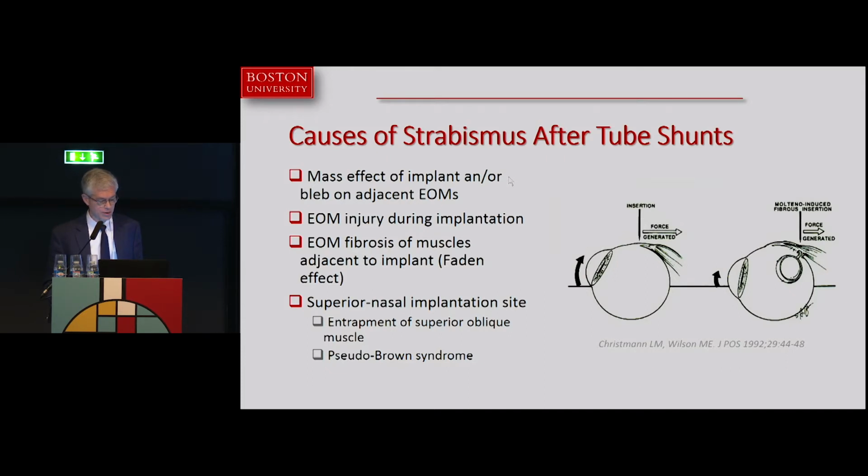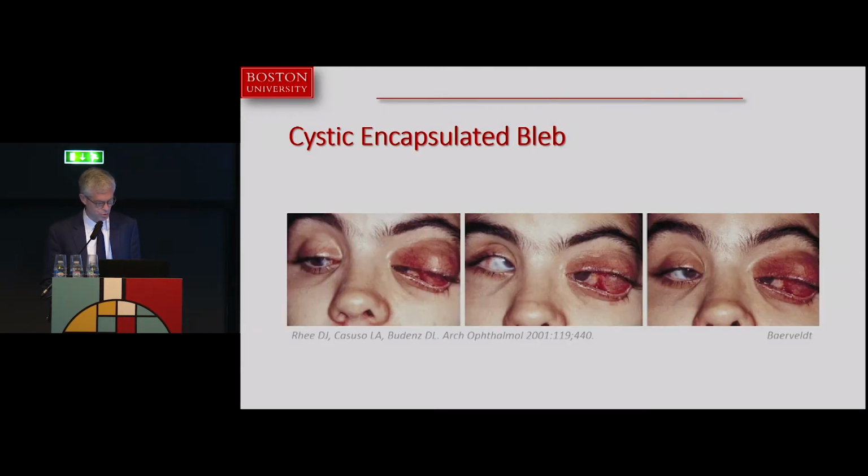effect of the implant itself or of the bleb on the adjacent extraocular muscles. The extraocular muscle, as with the scleral buckles, may be injured during implantation. There may be fibrosis of the extraocular muscle, similar to what we saw with the retinal detachment surgery, the Faden effect, and placement of an implant, a glaucoma drainage device in the superior nasal quadrant is especially problematic because these patients can have entrapment of the superior oblique muscle and development of a pseudo-Brown syndrome.